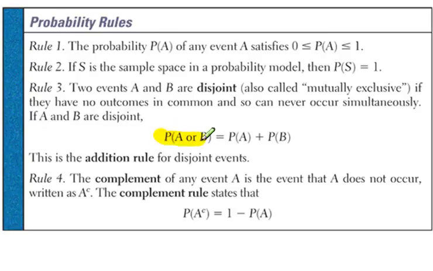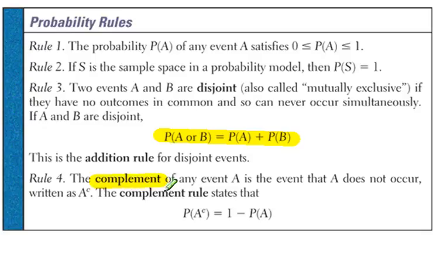If I have disjoint events, the probability of one or the other happening is just the sum of the two probabilities. So if the probability of getting a heart is 1 out of 4, and the probability of getting a spade is 1 out of 4, the probability of getting a heart or a spade is 1/4 plus 1/4, which is 1/2. And then the other thing that you really want to know is this complement rule.